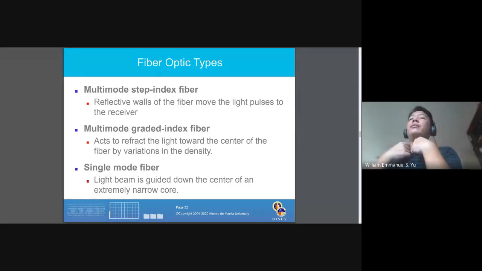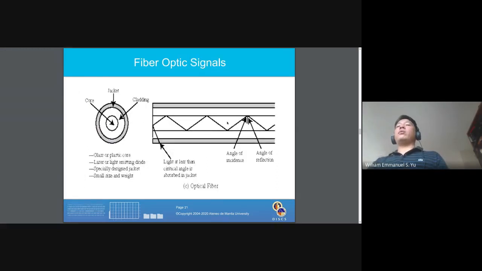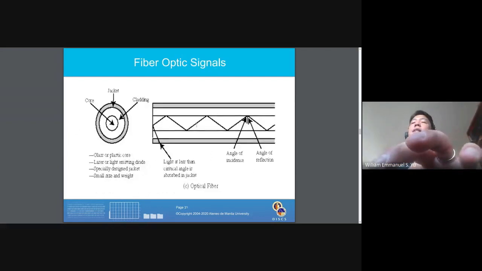Okay? Now, there are three major types of fiber optic cables based on what the core is made of. Okay, multimode step index fiber is where the reflective walls of the fiber move light pulses to the receiver. So you bounce the signal off the walls, like my picture a while ago. So this is multimode, right? Now, there's step index and graded index. Step index is like this, it's sharp.